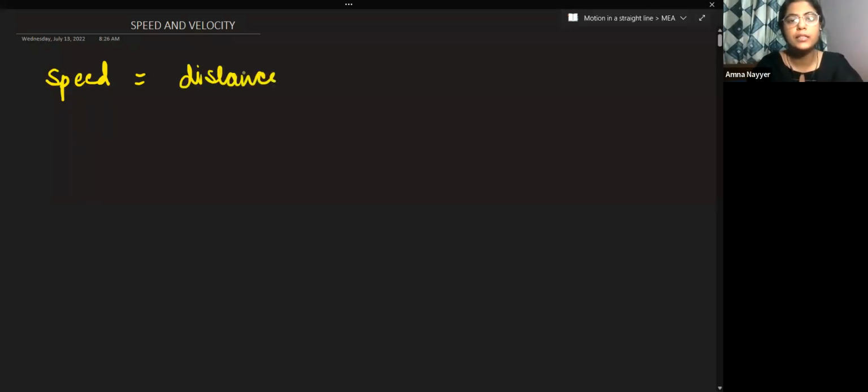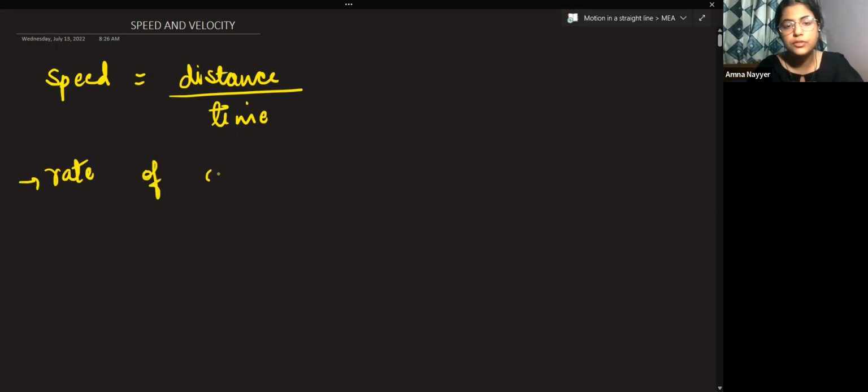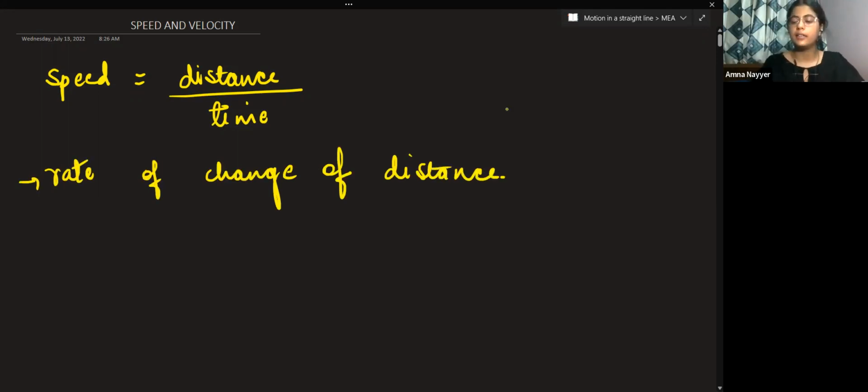Distance divided by time. This is the formula of it. And this is the rate of change of distance. What is meant by rate? Any quantity that gets divided by time, we call it a rate. Rate of change of distance, rate of change of charge, rate of change of anything that gets divided by time, we call it a rate. Rate means anything that is changing with respect to time.